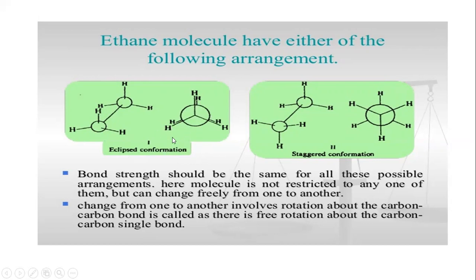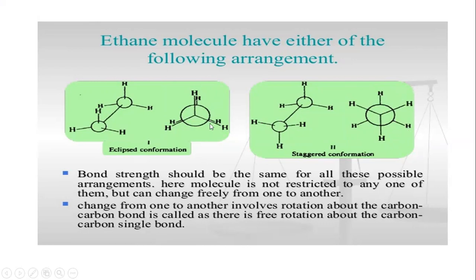So to release the strain, the bond can be rotated. Now the bond can be rotated, that is, it can be changed from one to another, involving rotation about the carbon-carbon bond, as there is a free rotation about the carbon-carbon single bond. Now, if you see in this staggered conformation, to release the strain, this hydrogen can be rotated. I can rotate this hydrogen in the next plane.